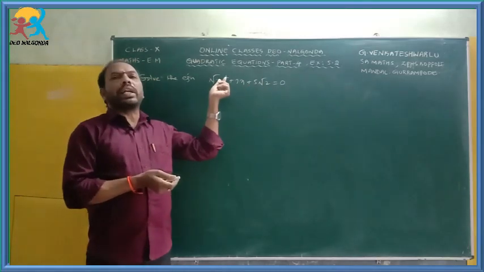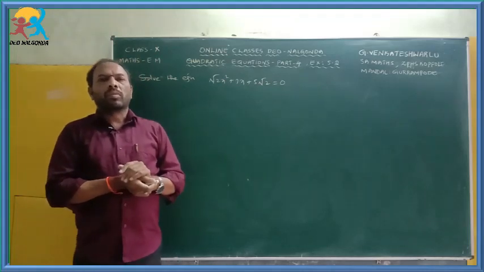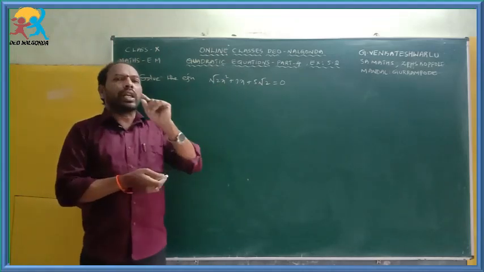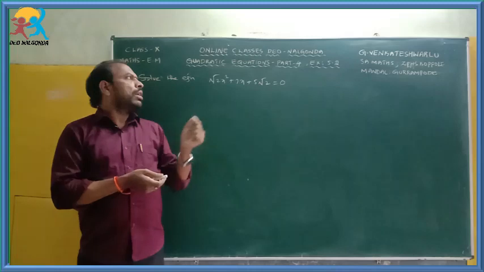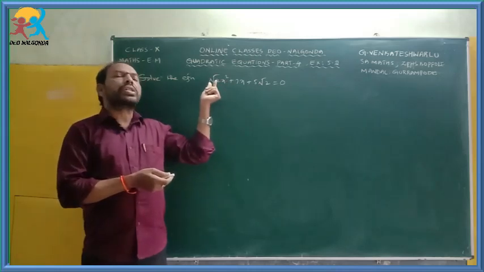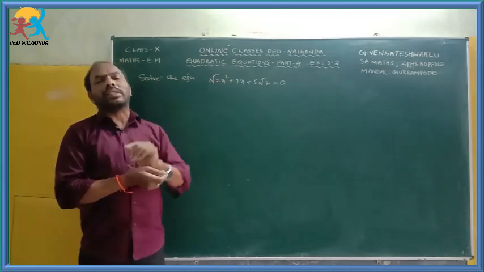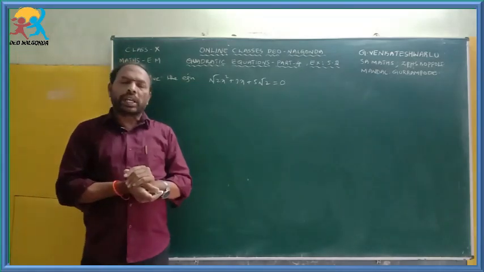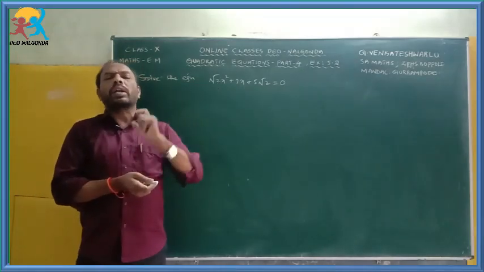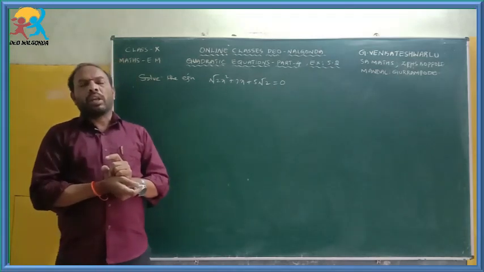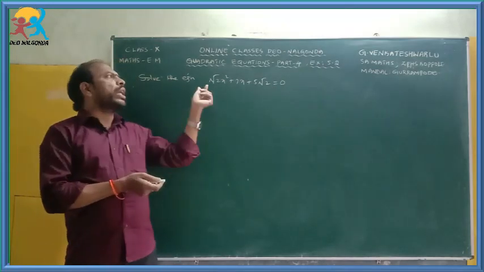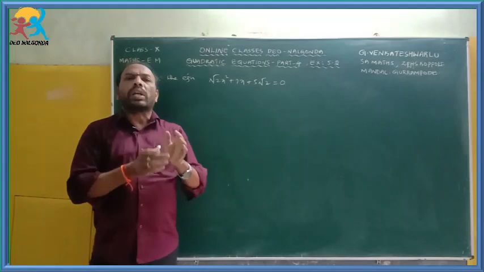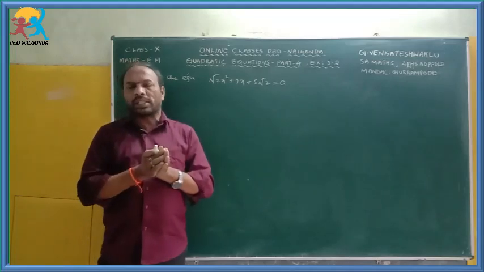Here it is a second degree equation. It contains a single variable x, and here the x square coefficient is not equal to 0. That's why it is a quadratic equation. First of all, we need to resolve into factors.